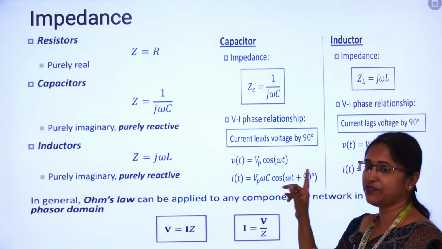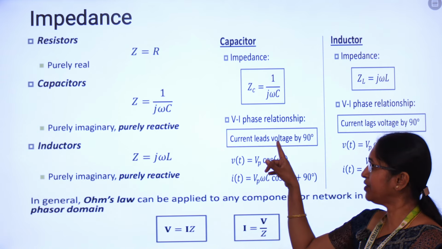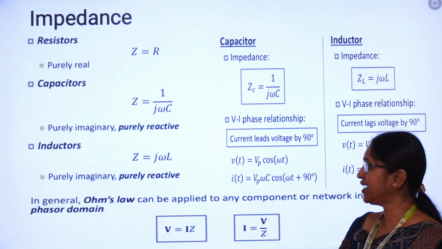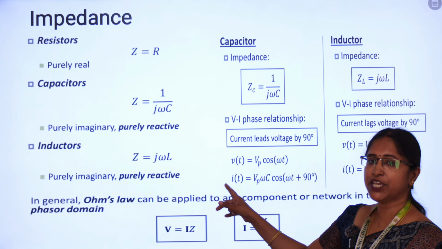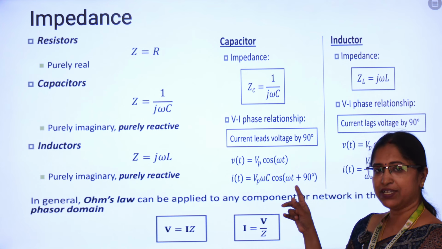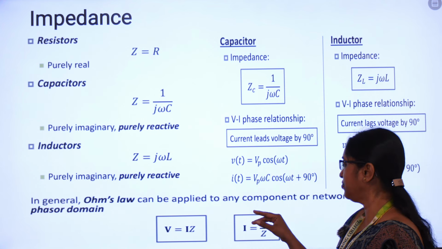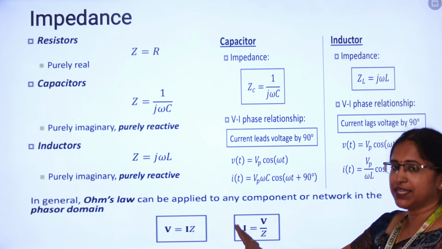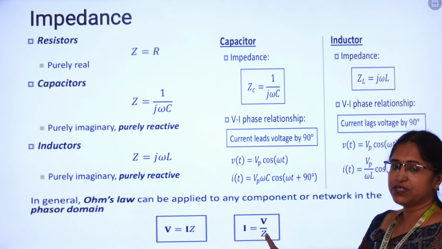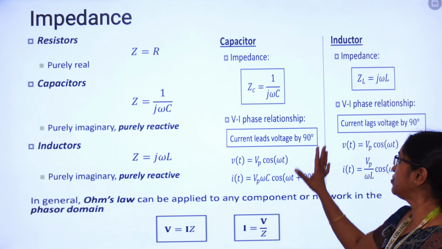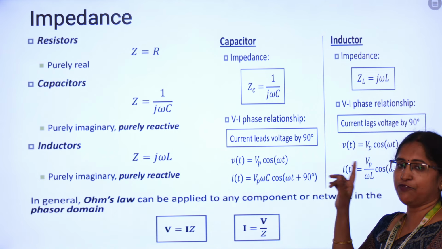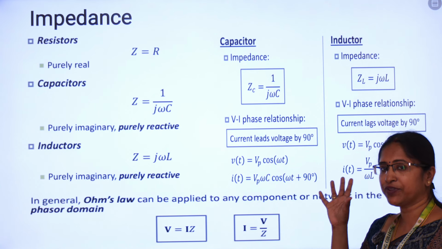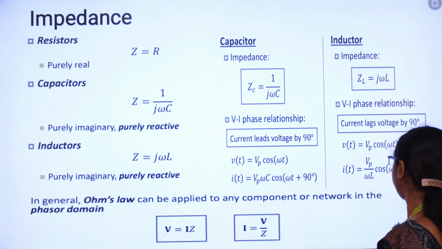The unit of capacitance is actually farad. So to convert it into ohms, we use the formula 1 by j omega C, and then it becomes ohms. Similarly for inductance, the formula is j omega L, where the unit of L is henry. Therefore, as per Ohm's law, voltage is equal to the product of current and impedance, and current is nothing but voltage by impedance. So capacitance and inductance play a major role in forming the reactive part, and whether the current leads or lags is based on the amount of capacitance and inductance you have in your circuit.